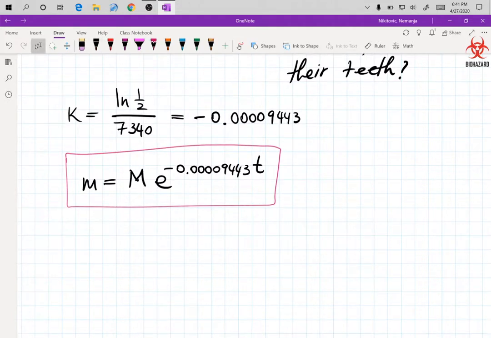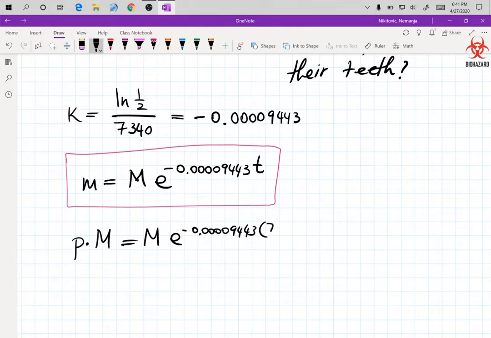And what do I want to know? I want to know the percent P of M, of capital M, of initial amount brushed. So what is the percent left when T is equal to 70 years later, because my half-life was in years as well. So I will have P times M equals M e to the negative 0.0000944 times 70.